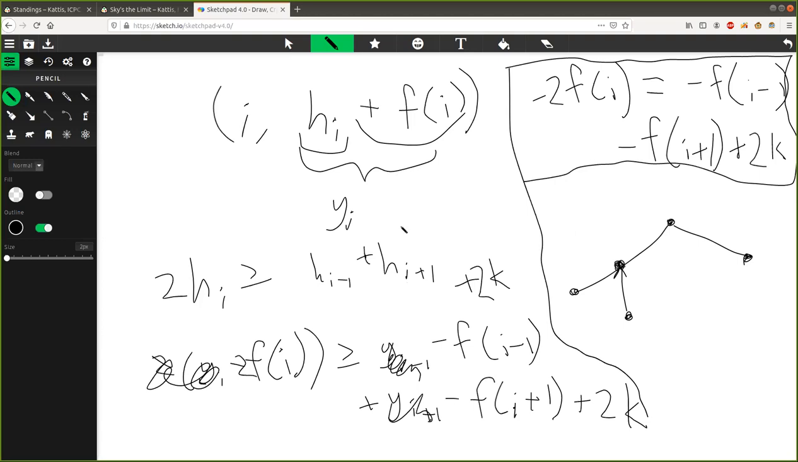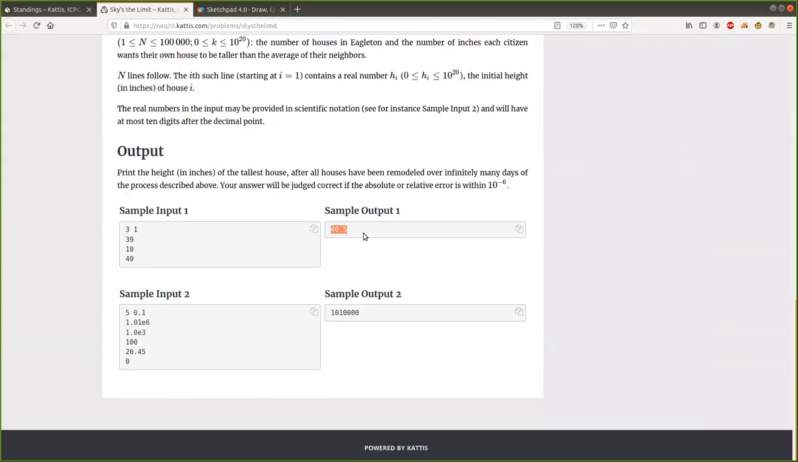So in summary, the algorithm is: adjust the points by increasing the y coordinate by this function f of I, compute the convex hull, for each point take its point on the line segment above it, and convert it back to height by subtracting f of I. Then we have the heights at the end of the process, so we just take the maximum one for the answer. It's kind of confusing, maybe.